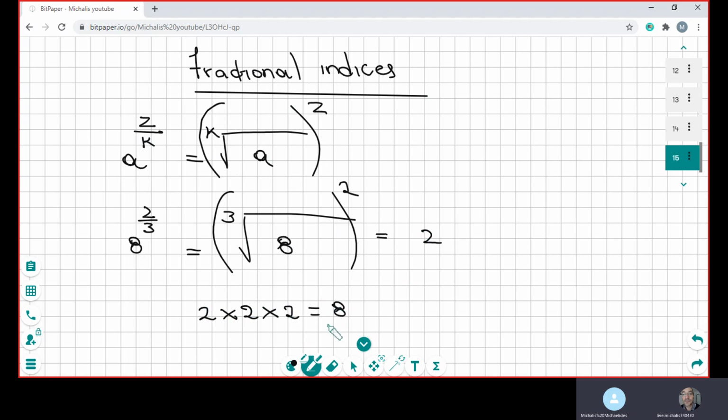The root is the opposite of a power. So if I have to take the cubic root of 8, I need to go back and find the number I started with. So I started with 2. So this gives you 2 to the power of 2, so this is 4. So this is an example of how we use fractional indices in calculations.